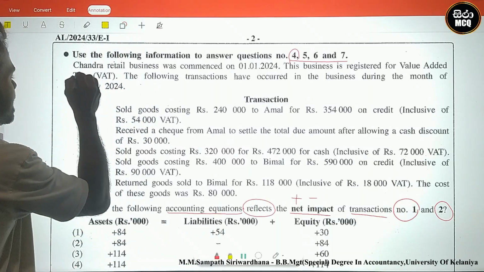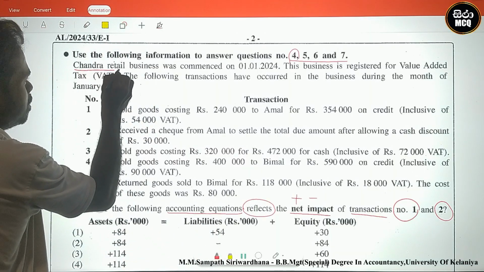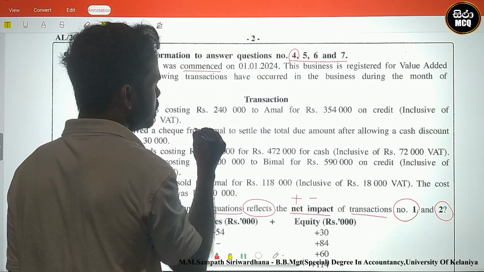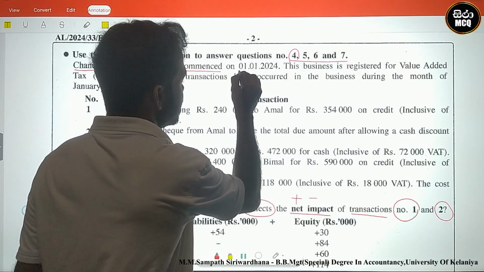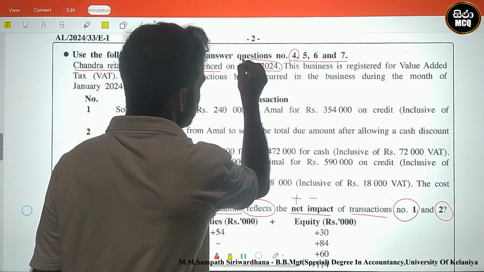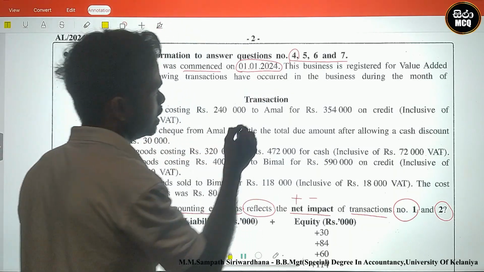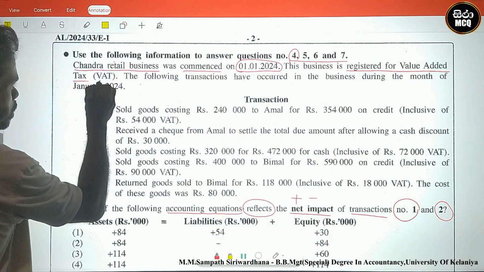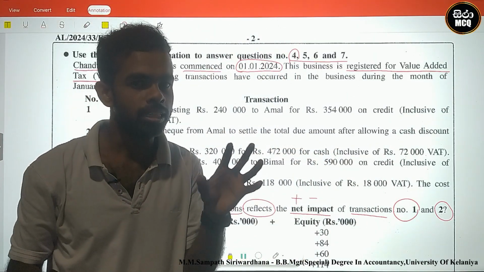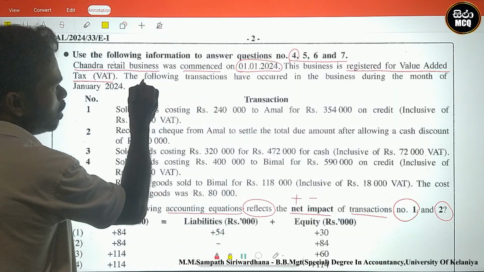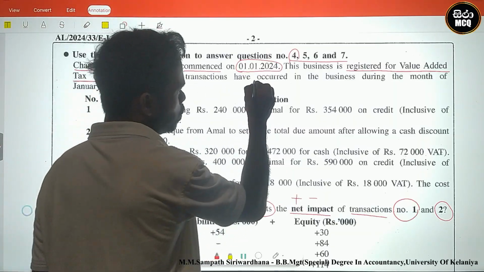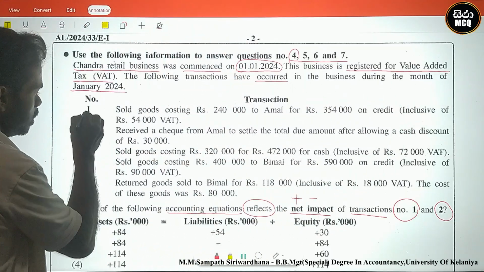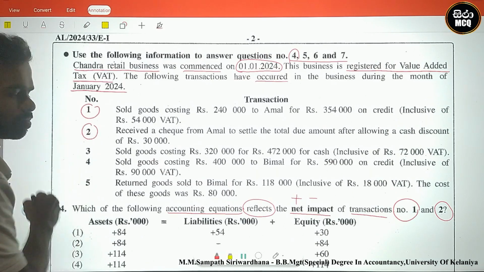This is Chandra retail business, a buying and selling business, which commenced, meaning started, on 1st January 2024. This business is registered for value added tax. Therefore, you must account for VAT. The following transactions have occurred in the business during the month of January 2024. We focus on 1 and 2.